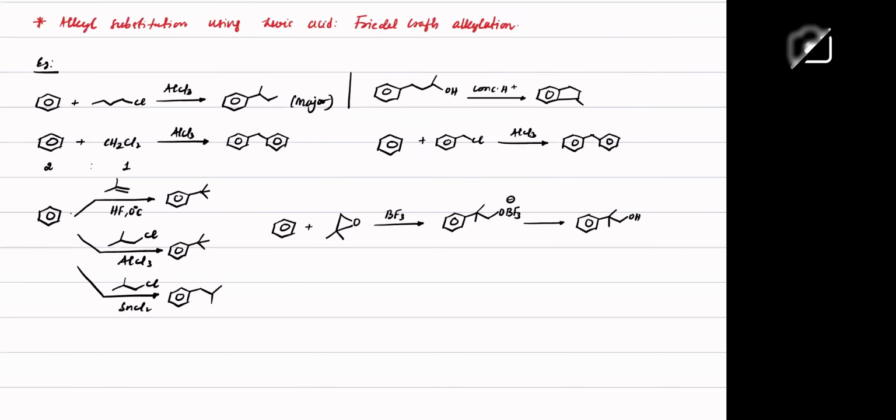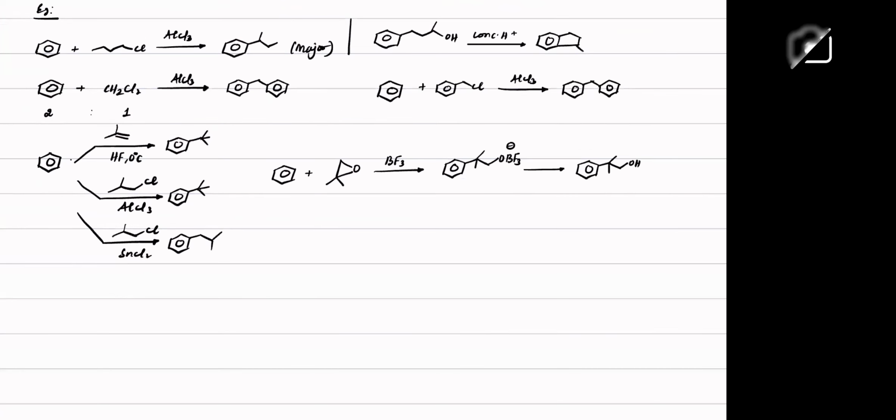Here, beta. So these are a few worked out cases you need to understand, how that reaction takes place. So in the case of alkylation, this is what you need to know.